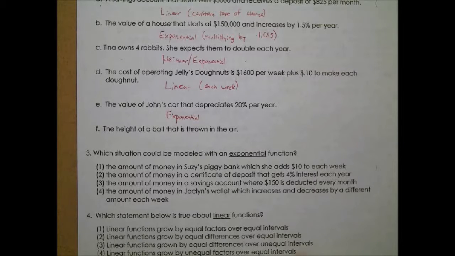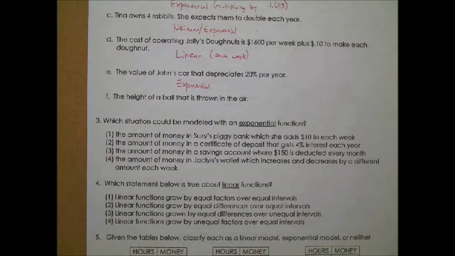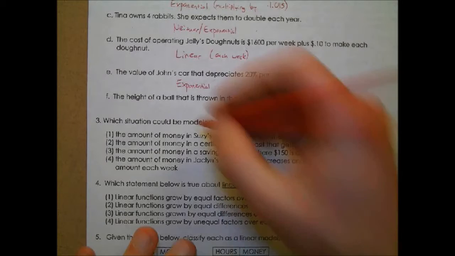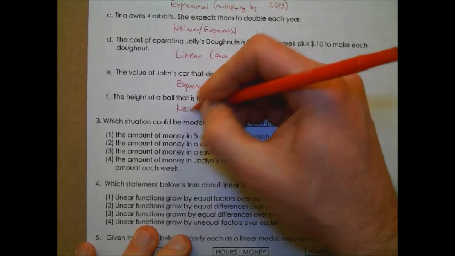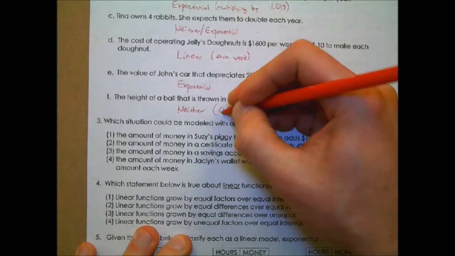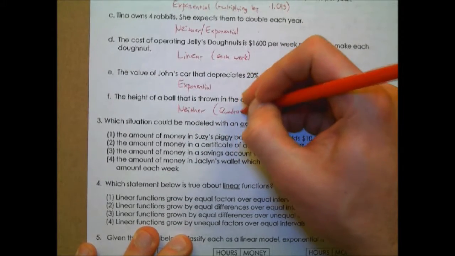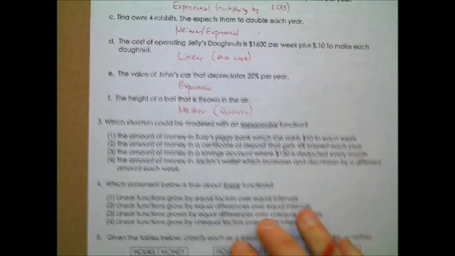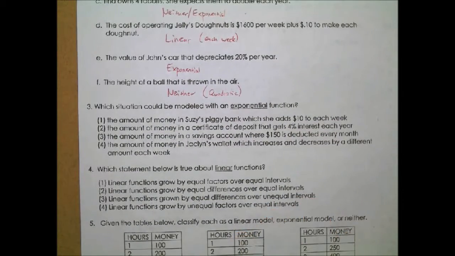All right, and letter F, the height of a ball that is thrown in the air. Neither. Very good. And in fact, can anyone, it would be a quadratic relationship. Remember, we've talked about the flight of objects through the air and stuff like that, and typically we use quadratic to model that. All right?